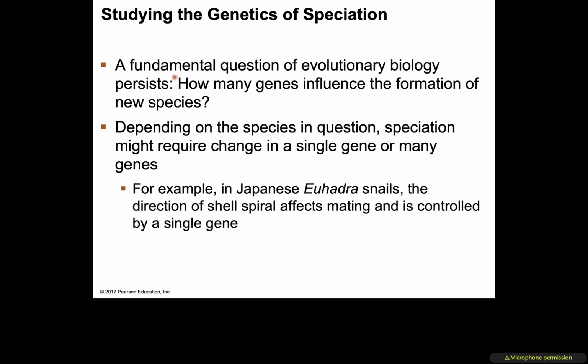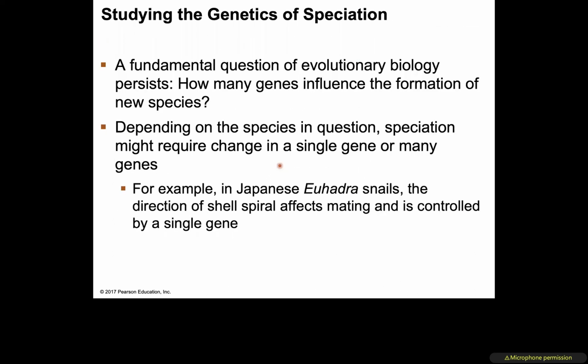So in studying the genetics of speciation, the fundamental question of evolutionary biology persists. How many genes influence the formation of a new species? Well, it really depends on the species in question. Speciation might require change in a single gene that makes it reproductively isolated, or it could take the adding up of several mutations over the course of millions of years in order to become that new species.